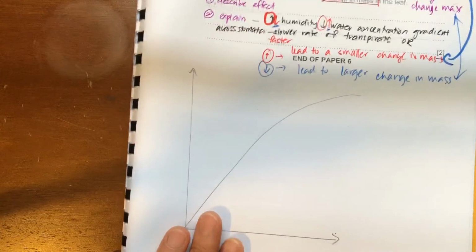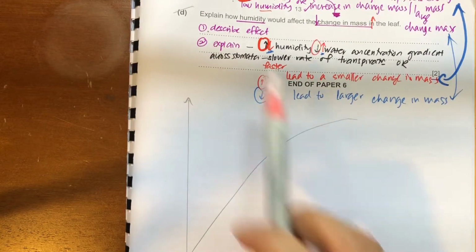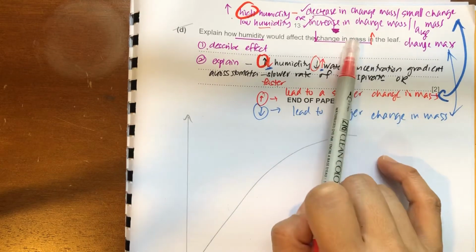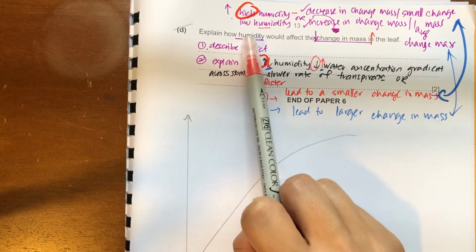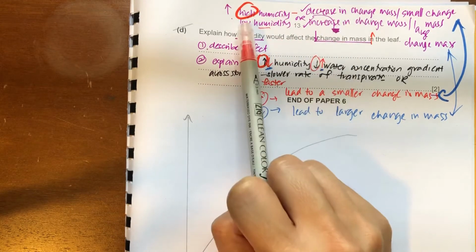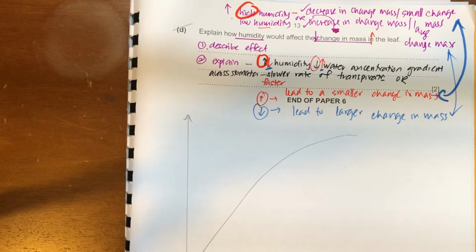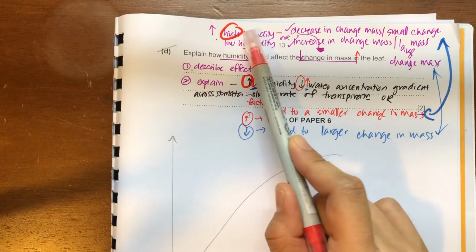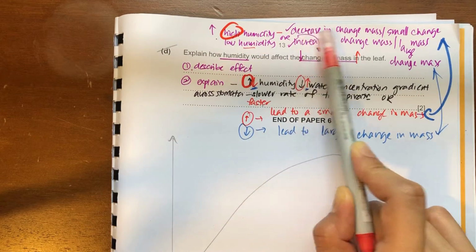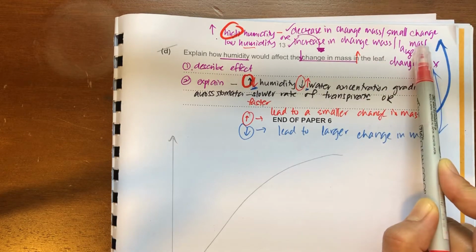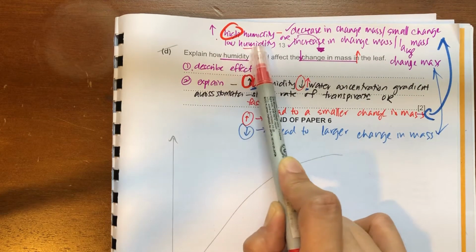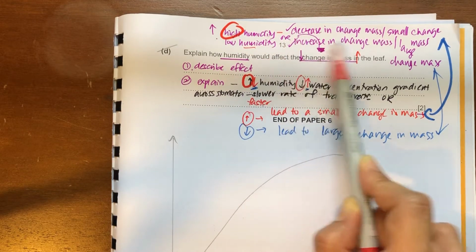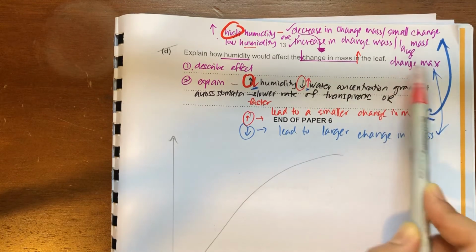For question part D, explain how humidity would affect the change in mass. That is the phenomenon that you need to describe, that you need to explain, but because they did not tell you whether it's high humidity or low humidity, you will need to choose which one you want to explain. So if you are going to use high humidity, it will decrease the change in mass, or a small change in mass. Okay, if you want to use low humidity, you can say that there will be an increased change in mass, or a large change in mass.